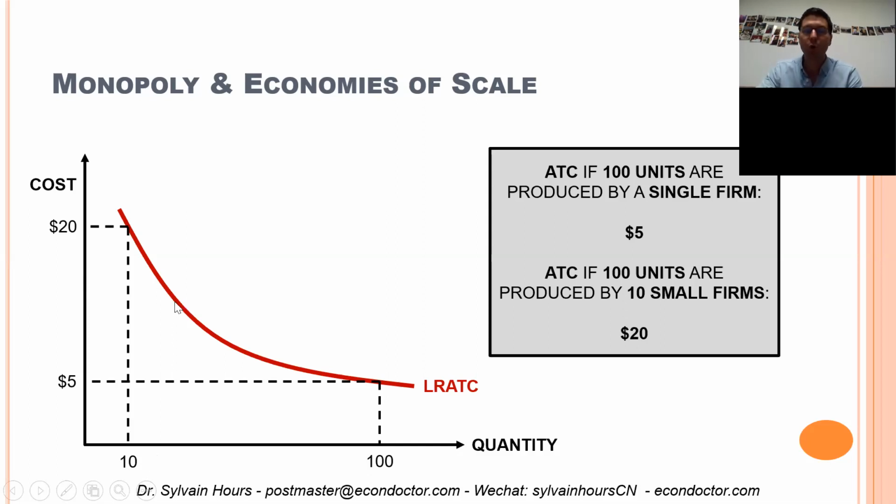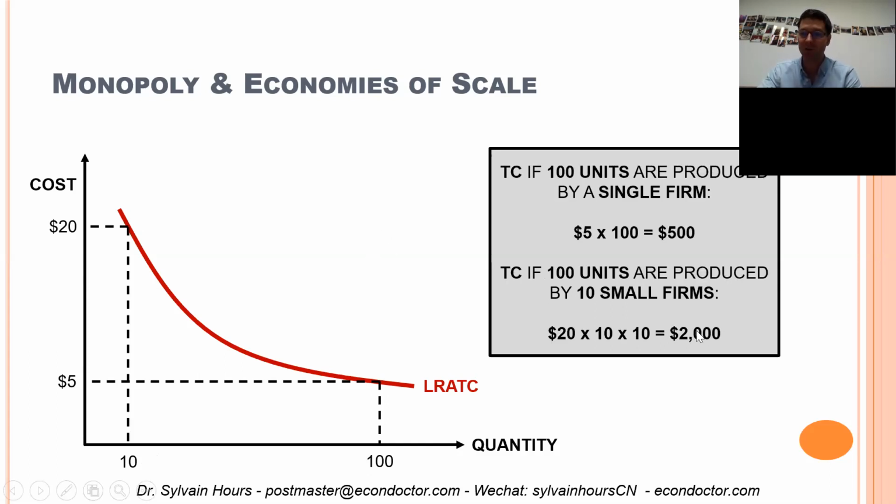Which means that in order to produce 100 units overall, we have 10 firms, each of them having a total cost of $200. So the total cost would be $2,000 to produce 100 units. So this simple example shows you that it is indeed much cheaper to centralize production in one single business organization, one business that produces the entire industry output at a total cost of $500, rather than dividing production between smaller businesses, each of them producing a fraction of the industry output. And you see that the difference here is quite significant.